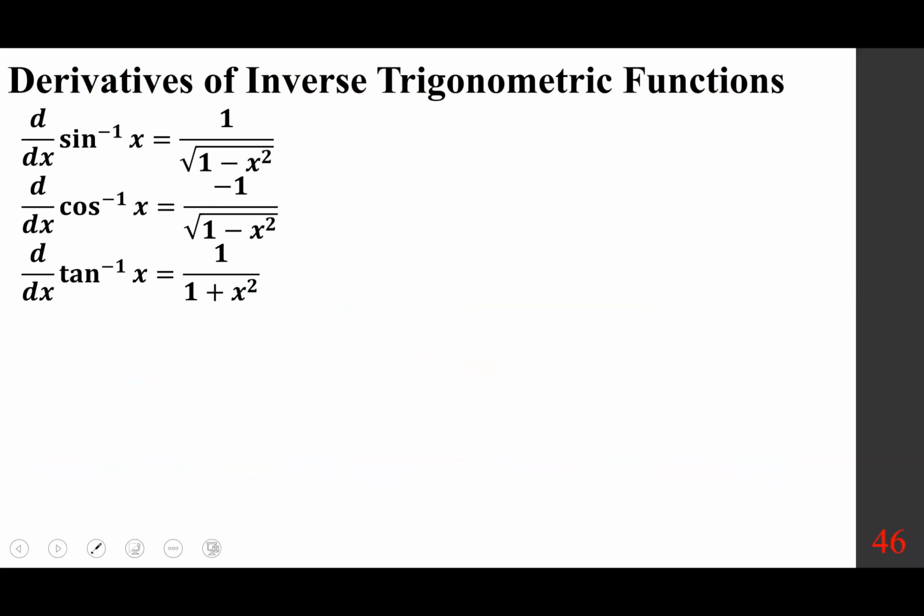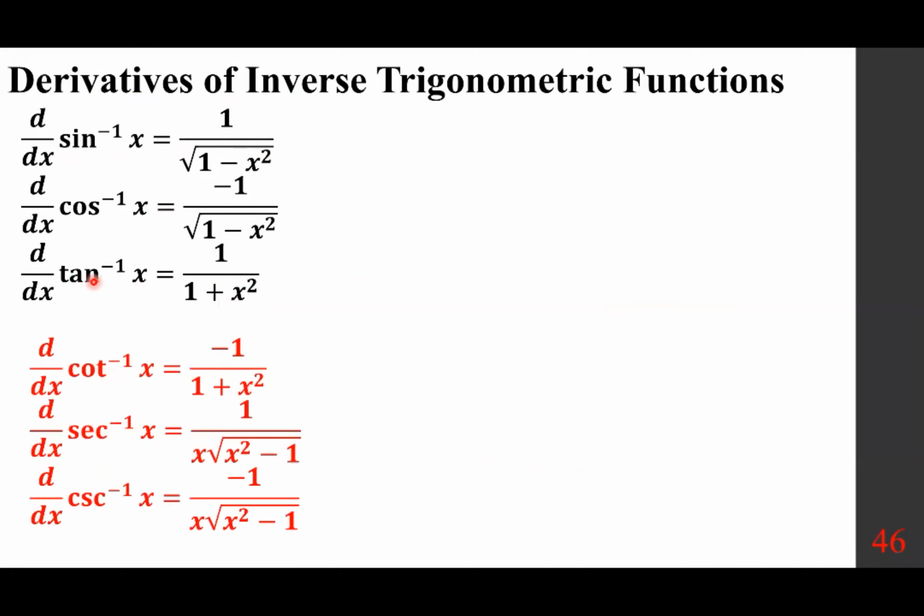Let's go with the derivative of inverse trig function. So the derivative of sine inverse is 1 over square root of 1 minus x squared. Cosine inverse is the same thing with the negative sign. Tan inverse is 1 over 1 plus x squared. Cotangent inverse is the same as tan inverse with the negative sign. So pay attention to this. Secant inverse is 1 over x times square root of x squared minus 1. Cosecant inverse is the same as that with the negative sign. So if you know 3 of them, you know the rest of them.